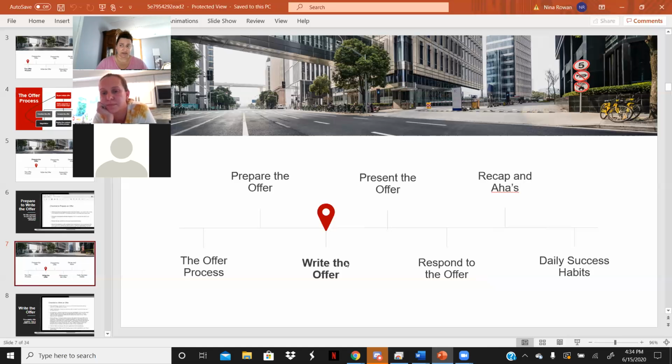Other things that I've done is I've called the seller's agent and said, hey, this is Nina from Keller Williams. I took my clients to see the open house this weekend and they loved it, and we're going to be sending in an offer. Can you tell me a little bit about what's important to the sellers? A closing date, maybe they have a home sale contingency.